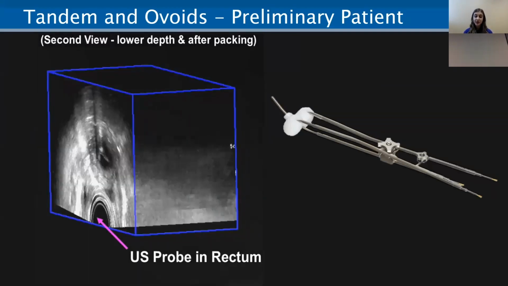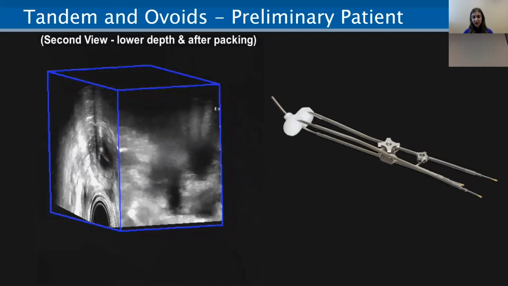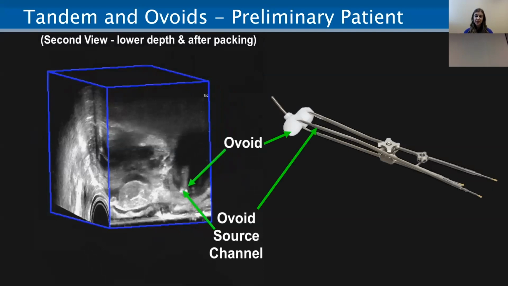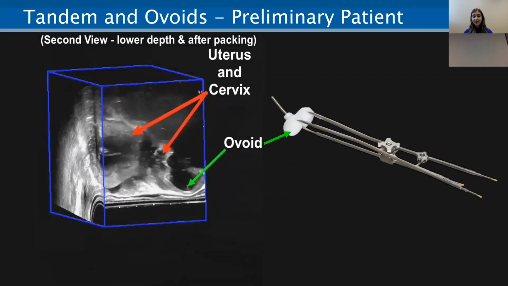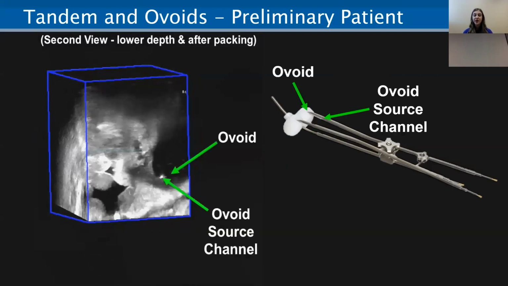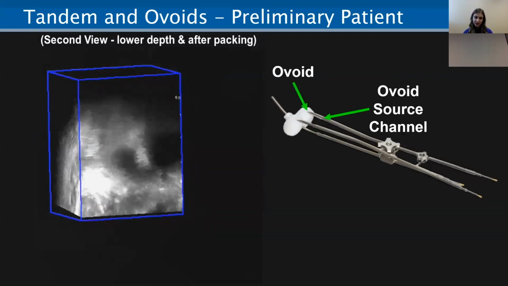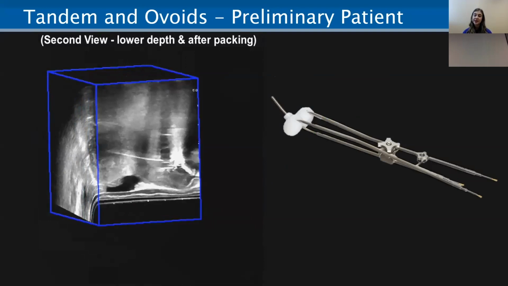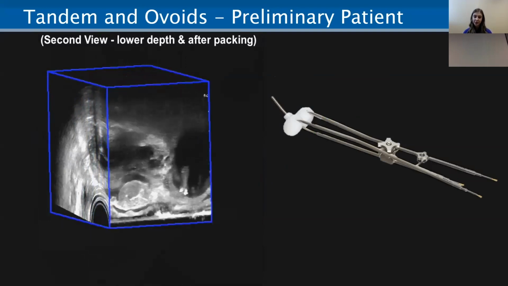And so here in a second view of the same patient, we're also able to see the ovoids as well as the source channel, which is where the radiation source passes through from our applicator. Again, we can see the uterus and cervix, the tandem as we pan through the image, and the ovoid and ovoid source channel on the other side. And so we're able to, on first glance, really identify the key features of our applicator.